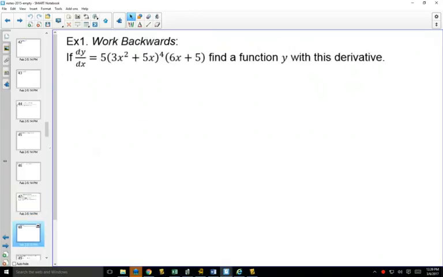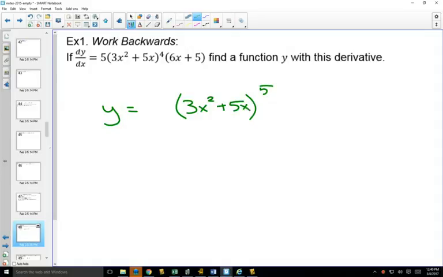So this was an example that we had earlier in our notes. We were told that the derivative was this. This was back when we did the chain rule, and you were asked, could you think of the function as it was originally? So in this one, it was really easy because can you see that the 5 has come out in front and there's a 4? So in our original function, we would have something to the 5. In fact, we'd have this 3x squared plus 5x to the 5, because that 5 would come out in front and you'd subtract 1 from the exponent.